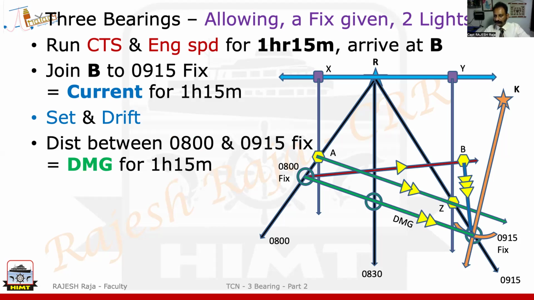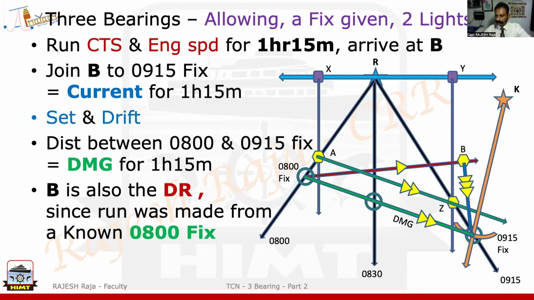CTS and engine speed were given to you in the question. I found out CMG and DMG with the 3 bearing method. And then I completed the triangle from Bravo to the 9:15 fix, which gives me your set and drift. At the same time, this is only value added information for you, not necessary: you will realize that Bravo is also the DR. And that is because I started from a known fix, ran my CTS and engine speed, and that is the definition of DR.